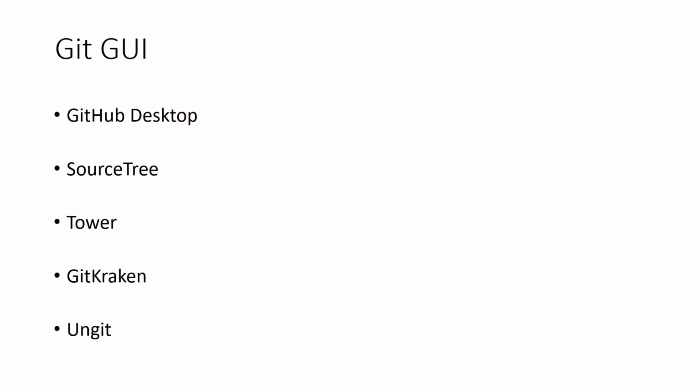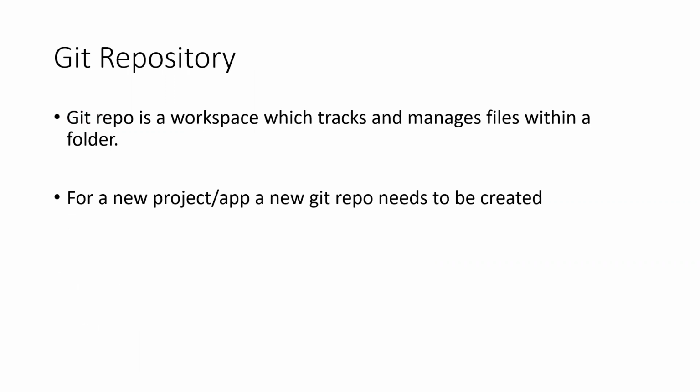First of all, there are Git GUIs. Whatever we are writing in code in Git Bash, the same thing can be done with a Git GUI. The most popular Git GUIs are GitHub Desktop, Source Tree, Tower, Git Kraken, and Git. Those are the important ones.